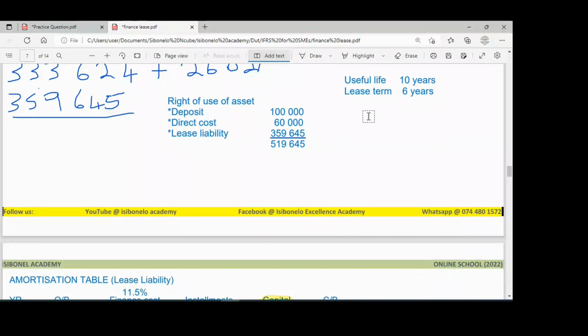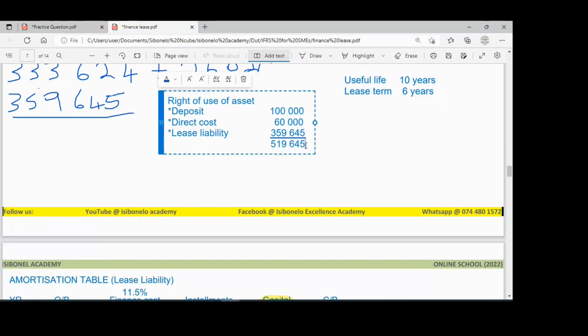Okay, so to calculate the depreciation we use 6 years. We divide by 6 years, the shorter period. But you must not assume you always divide by the useful life. You depend on the comparison between the useful life and the lease term, whichever is the shorter period. You always use the shorter period. And then this is the depreciation. This is also apportioned according to how many months the leased asset is used. We must take into account whether we use the asset for the whole year or only 6 months.